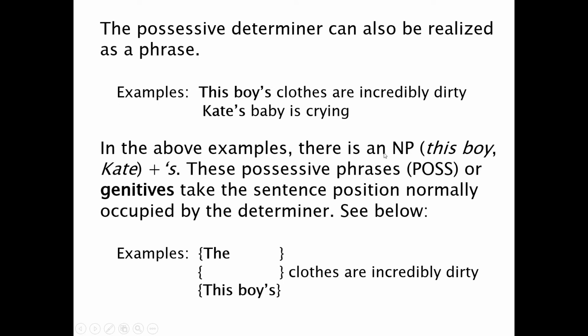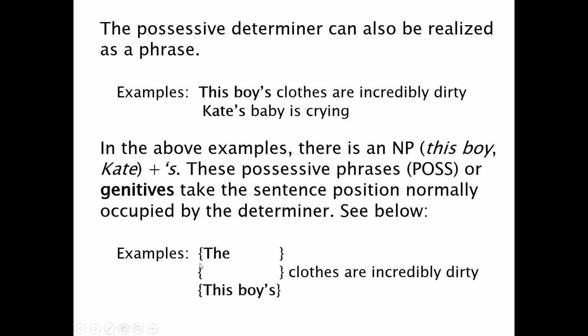In the above examples, there is a noun phrase, this boy, Kate, and a possessive s. These possessive phrases, or genitives, take the sentence position normally occupied by the determiner. So we must use a determiner when we say the clothes are incredibly dirty. Here we have to say the baby is crying or a baby is crying. Remember, the determiner must be followed by the head noun.